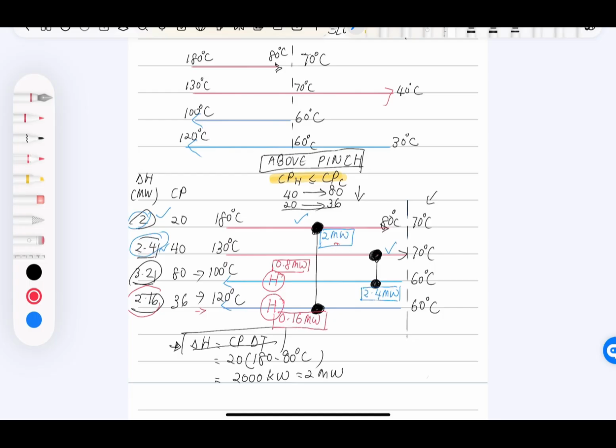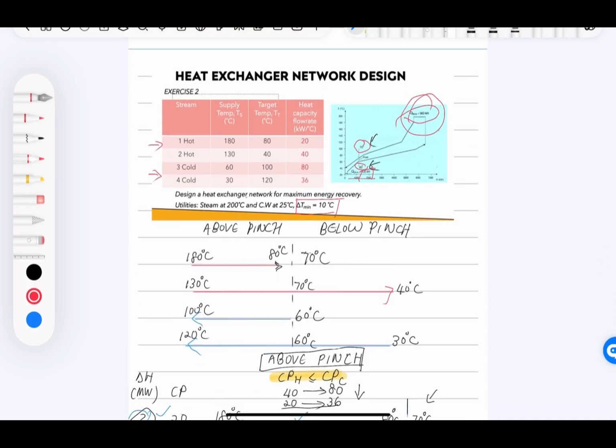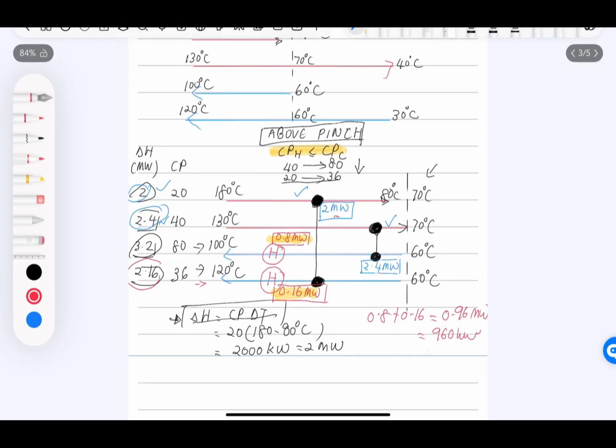Now if you total up the heater duty, you will get the value equal to our QH min. So 0.8 plus 0.16 equals 0.96 megawatt or 960 kilowatt. If you recheck the given value for QH min, it is equivalent, meaning that the design is correct. And finally, don't forget to calculate the temperature here, T1, as well as the temperature here, T2.